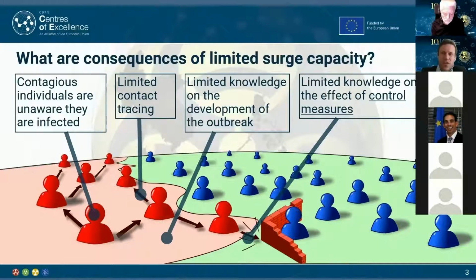Is it still increasing? Is it stabilizing? What is the R value at the moment? And also, if you have control measures, you want to know if those control measures are effective. And again, if there's limited testing capacity, then there's also limited knowledge if the control measures that are in place, if they are in fact effective.